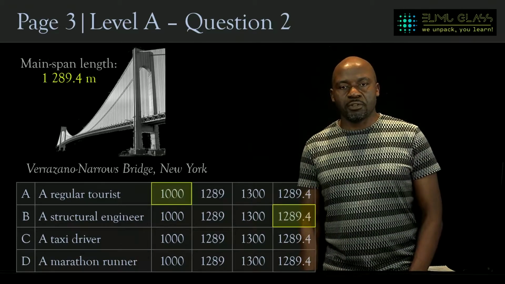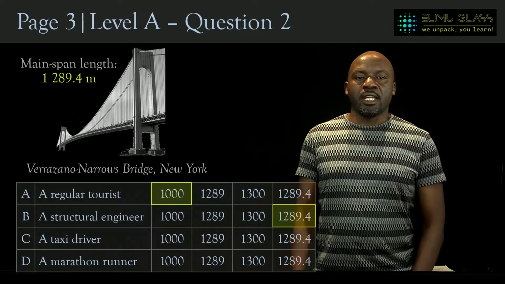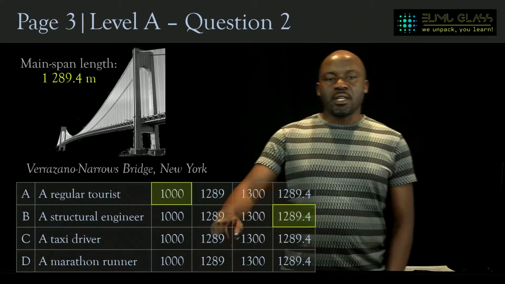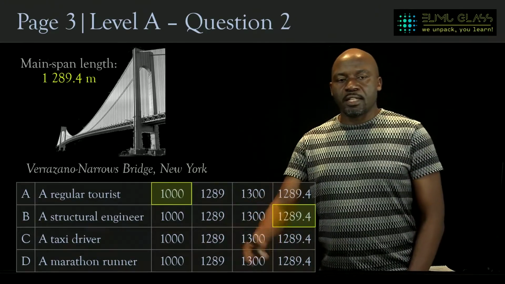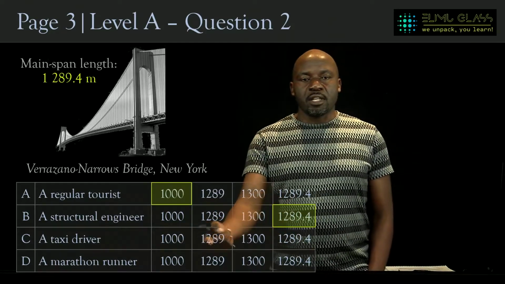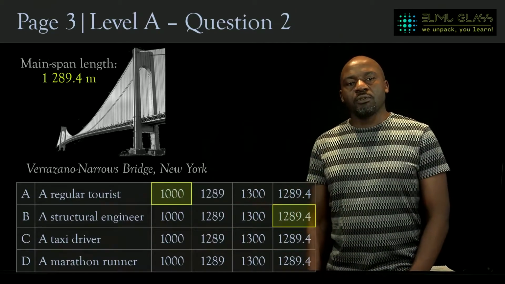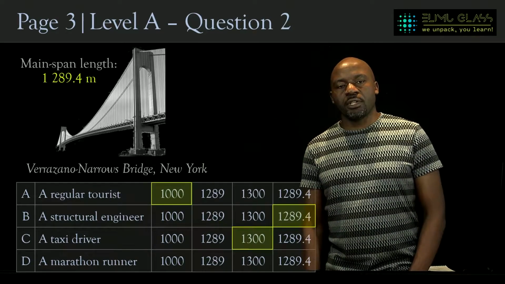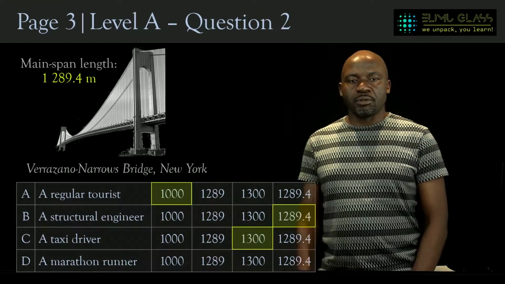What about a taxi driver? A taxi driver needs enough distance, but they are likely to want to round off so that you can pay them more. Given 1,289 and 1,300, a taxi driver is probably not going to care so much about that figure, and they'd rather give a figure higher than the actual length. So we would expect a taxi driver to give a figure of 1,300 meters, which is given to 2 significant figures.